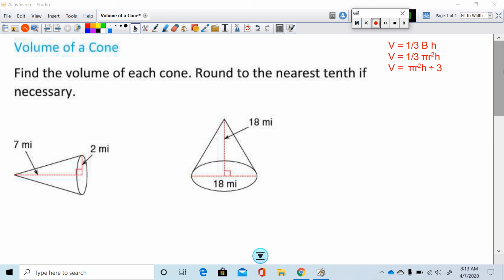The volume of a cone. Find the volume of each cone and round to the nearest tenth if necessary. There are three different ways to look at this equation. Volume equals 1/3 capital B times H.